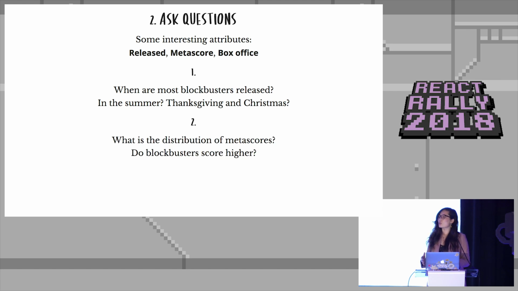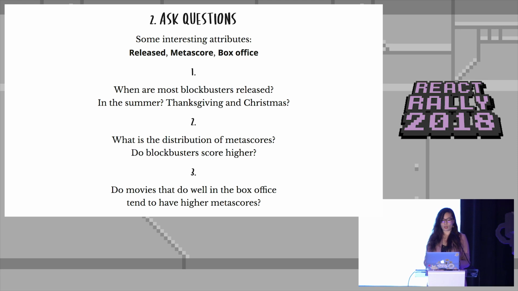What is the distribution of the Metascores for these movies? Do these blockbuster movies tend to score higher? And is there any correlation between box office and Metascores? Do movies that do well in the box office tend to have higher Metascores? I can then take these questions, these curiosities, and let them guide me when I'm exploring my data.